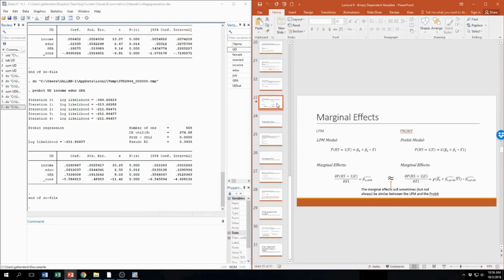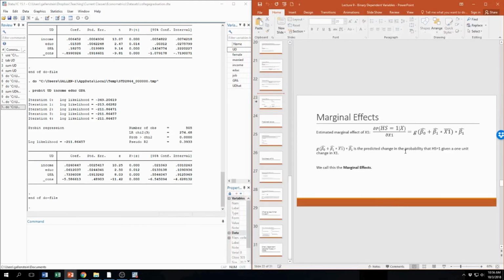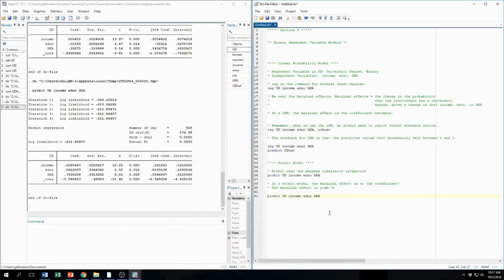The way that we get marginal effects using a Probit model is that we have to plug in the estimated coefficients and the average variable values into this g function and then multiply that by the coefficient estimate. But we don't do that by hand. We do that using a command. So what we do is margins, comma, dy dx star post. This is the command. I put it after the Probit model, and it's going to report the marginal effects.